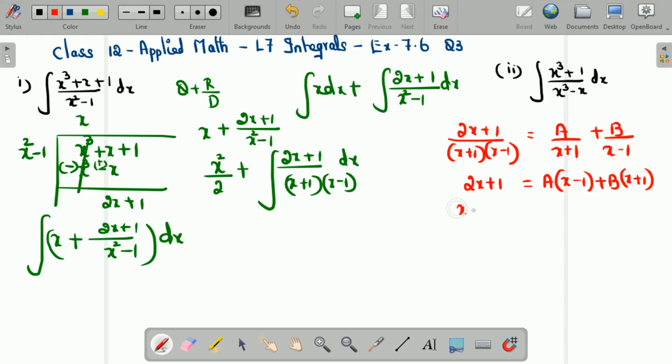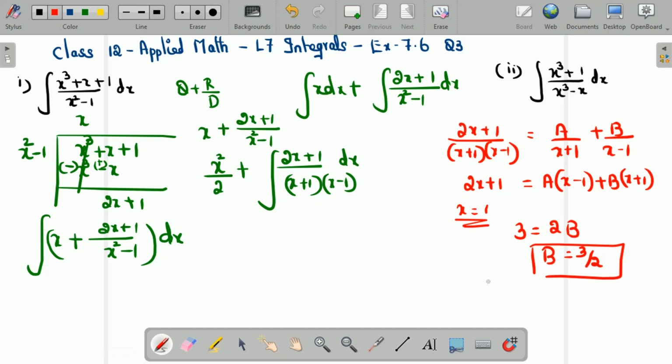So now let's put x equal to 1. If you put that, this term will become 0. So this will be 1 into 2 is 2, 2 plus 1 is 3. So 3 is equal to 2b, or b is going to be equal to 3 by 2. So this is the first part.